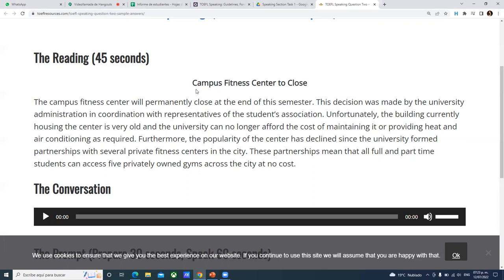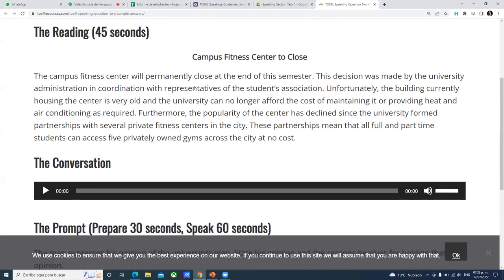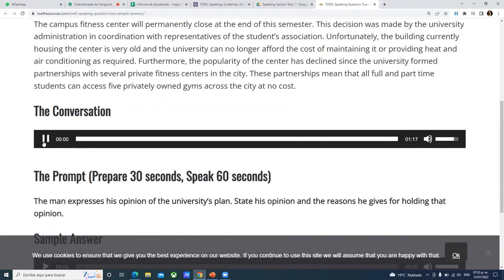These partnerships mean that all full and part-time students can access 5 privately owned gyms across the city at no cost. Okay, so you will have your 4 or 5 seconds to read this, and immediately after that, the conversation is going to pop up. So let's listen to it, okay?